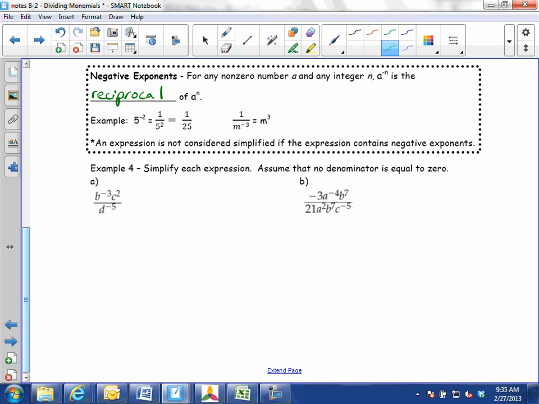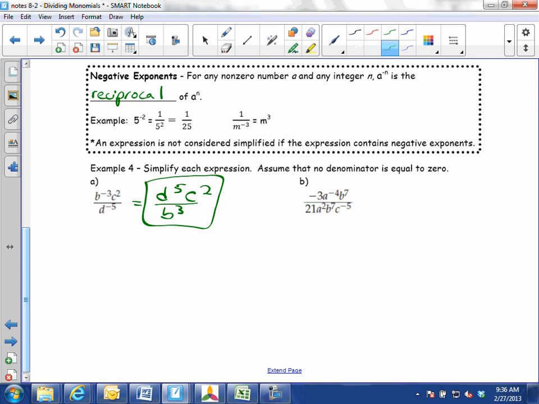Simplify and assume that no denominator equals 0. First, I'm looking to see if there is anything that is the same or similar that we can combine. No. So we have to look at our negative exponents. B to the negative 3 is in the top, so it means move it to the bottom. I'm going to put b to the positive 3 in the bottom, because whenever I move it from the top to the bottom, it changes its sign. And then the negative 5, make sure you move that to the top. How about c squared? It stays the same, on the top.